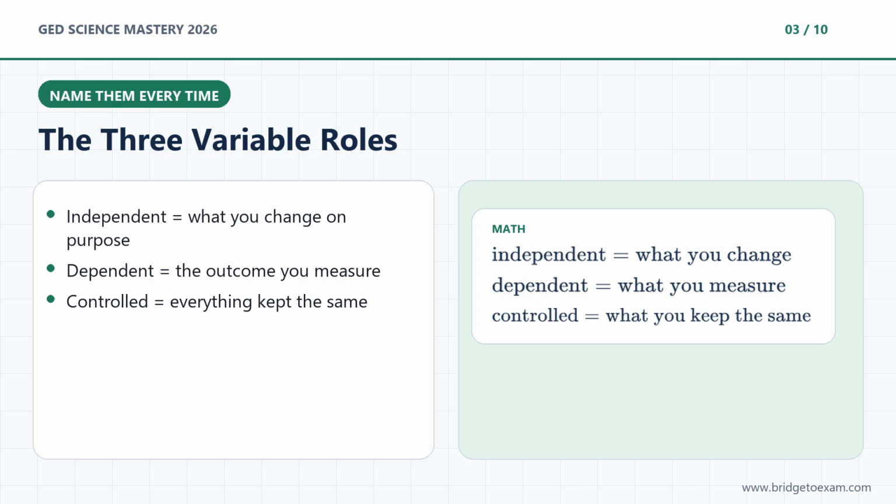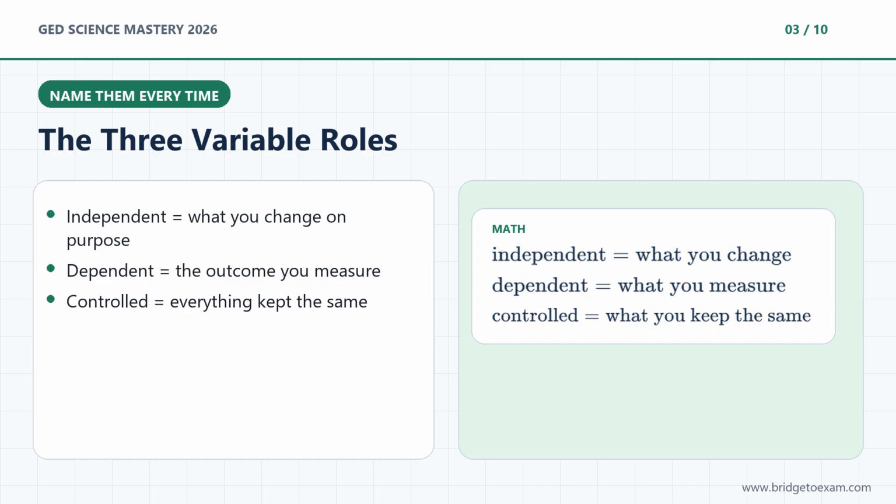Every experiment has three kinds of variables, and naming them is a skill you can practice. First, the independent variable. That is the one factor the scientist changes on purpose. Second, the dependent variable. That is the outcome the scientist measures. It is called dependent because it depends on the change. Third, the controlled variables, sometimes called constants. Everything that is kept the same to keep the test fair.